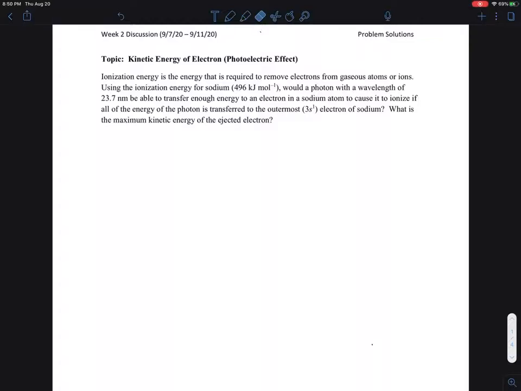Okay, so this is week number 2. The first discussion problem, the topic is kinetic energy of an electron and the photoelectric effect. The photoelectric effect is when light is shined on a metal, the energy of the photon is used to take the electron out of the metal, and eventually they will be used to move the electrons around.